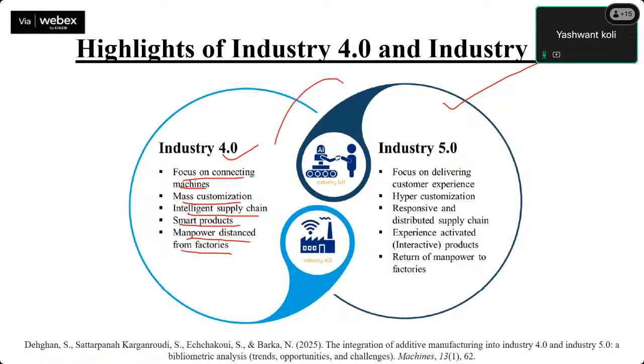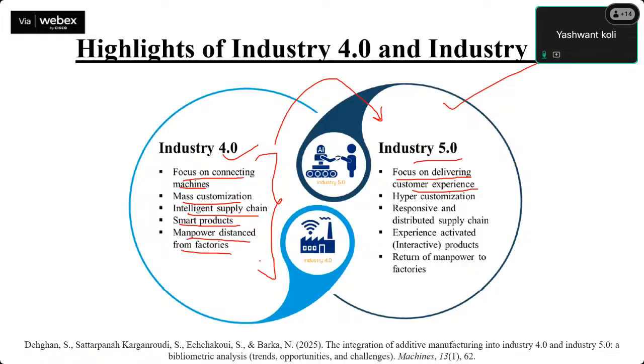The transformation from Industry 4.0 to Industry 5.0 focuses on delivering customer experience. Till now we were just fabricating for high-scalability orders. 4.0 means mass production, mass customization, where multiple CNCs or multiple robots can be connected with a centralized system. That centralized system gives commands to all the respective machines, and mass production can be done.